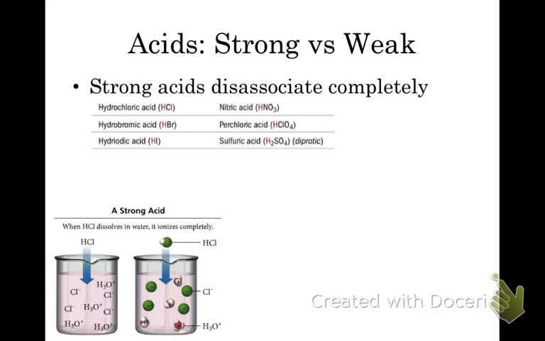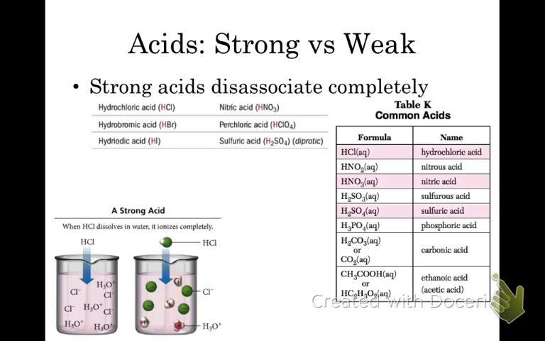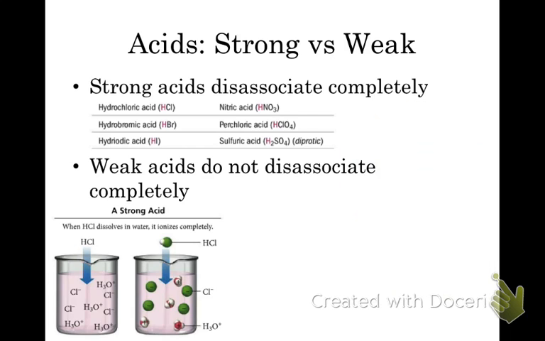And here are the 6 strong acids that you'll see. Take a look at Table K. Go ahead and highlight at least these 3: the HCl, the HNO3, and the H2SO4. These will be your strong acids. And after you've highlighted, down at the bottom, go ahead and make a key for yourself that those are strong acids.